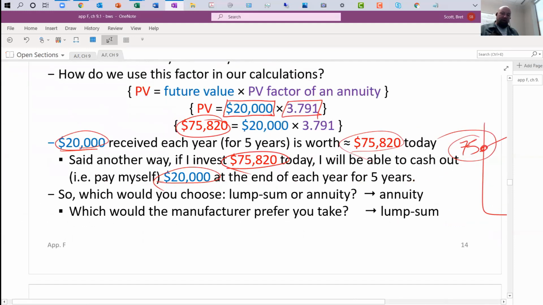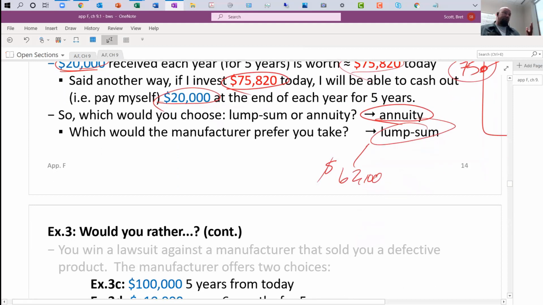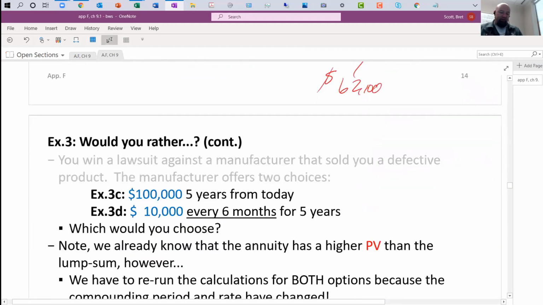So which one would I rather have? I'd rather have the annuity because today, in today's dollars, that annuity is worth $75,820. The lump sum, which is preferably what the manufacturer would prefer I take, is only worth what? That's $62,100. So which one's better? The annuity payment. That has more worth to me today than a lump sum in the future. Plus, manufacturers love to delay payouts on a lawsuit.